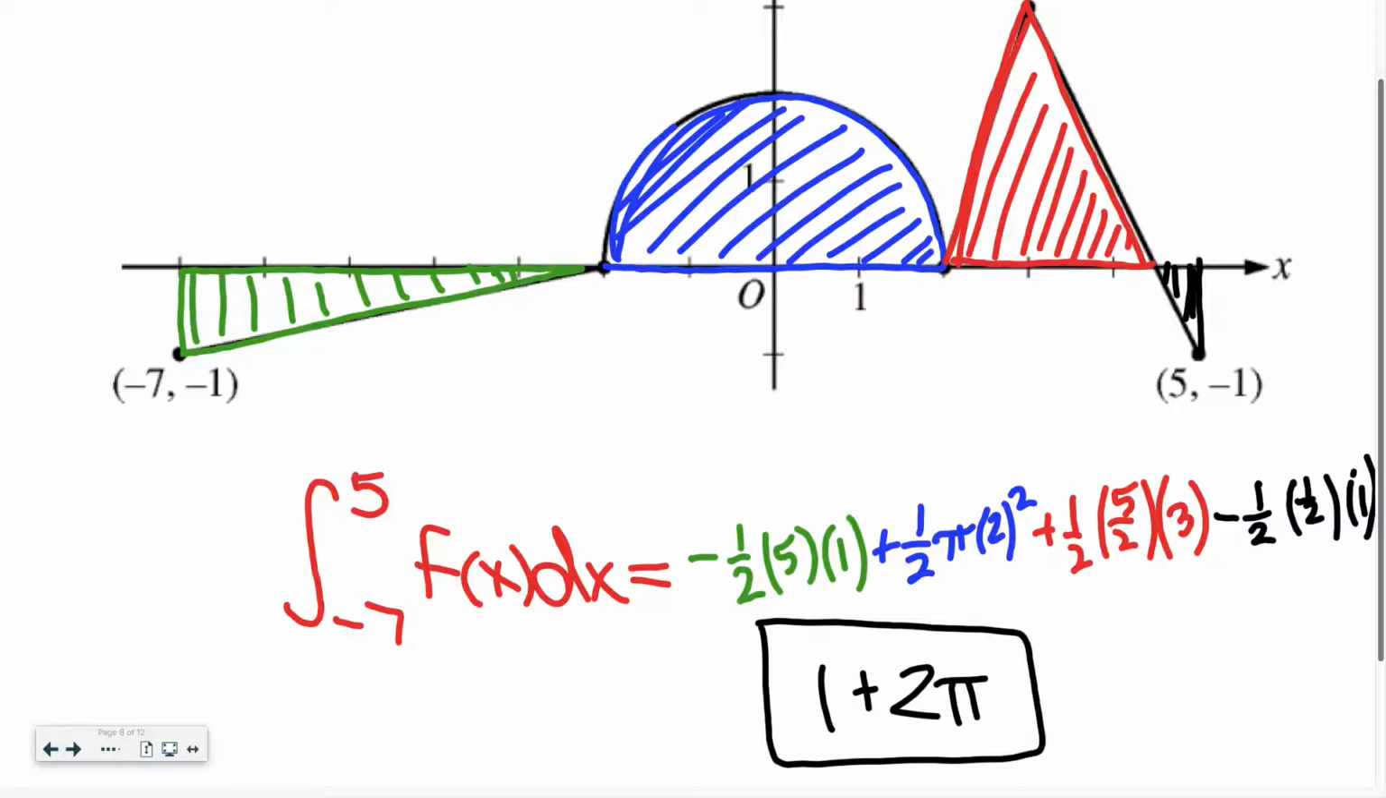Okay, so first of all, do we have any questions here? If you're given a graph, this is a piecewise graph, right? You're given a piecewise graph, piece together different geometry shapes until you get your curve. Anything underneath of the x-axis is negative, anything above is positive.